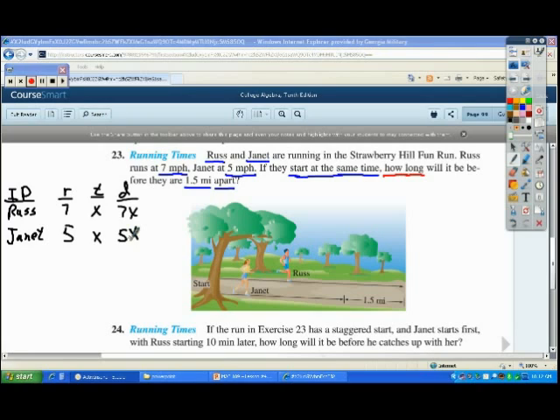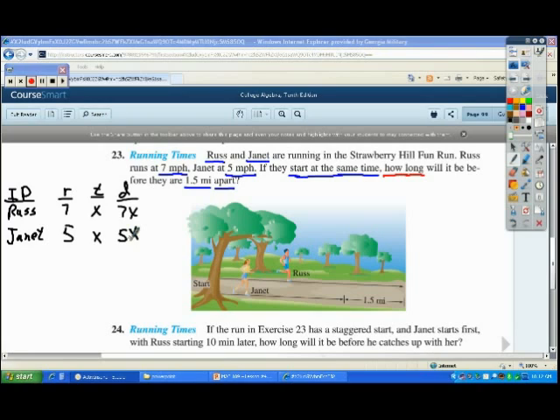Okay, remember I said on this type of table, you're either going to add, you're going to subtract, or you're going to set equal. Are these two things equal? No. They're different. So we're not going to set them equal. So we're going to add or subtract. Why are we subtracting? They're going the same direction. That was that other clue. Same direction you subtract, different directions you add.